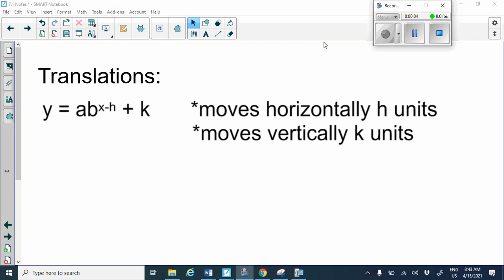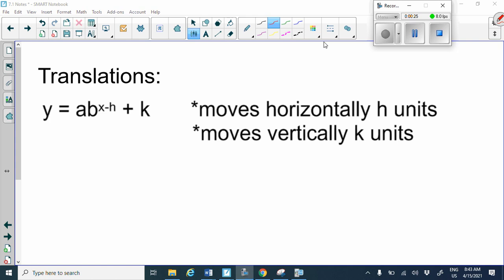Now we're going to talk about the translations when we have exponential functions. So we talked about A, that is a transformation. It can tell us if there's a reflection or not, and if there's a vertical stretch or shrink. But remember H and K. H moves our graph horizontally while K moves it vertically.